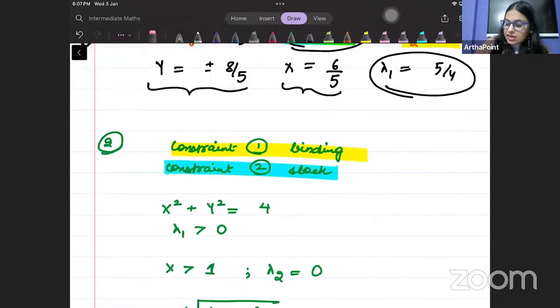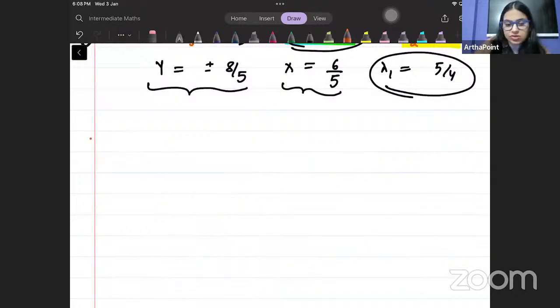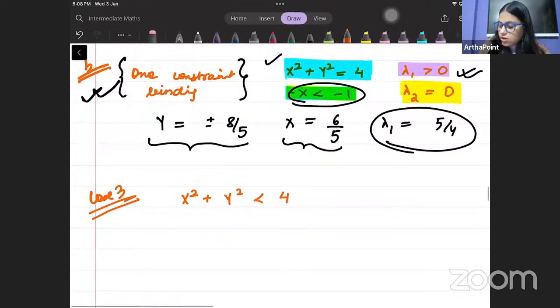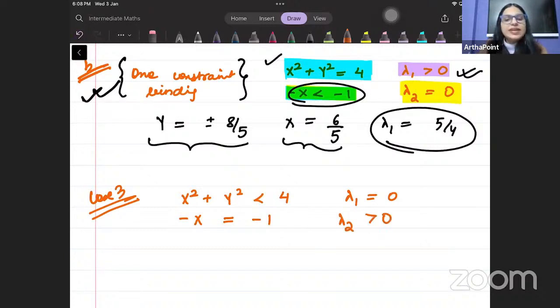अब हम केस 3 लेंगे. So case number 3. Beta, case 3 will be when the first constraint is non-binding and the second constraint is binding. तो हमने लिया x square plus y square को less than 4, यानी कि lambda 1 equal to 0 हो गया. And second हमने लिया -x को binding और यानी कि lambda 2 जो है वो positive हो गया. ये मेरा next constraint conditions आ गई. You have to check all permutation and combination in exam.